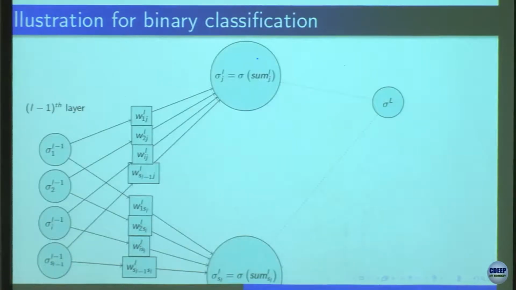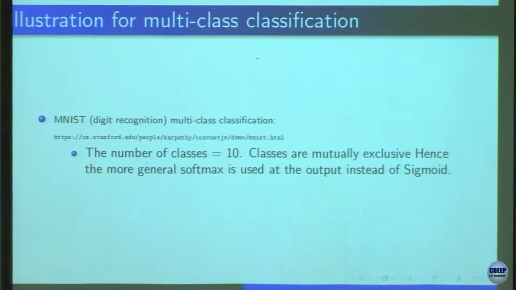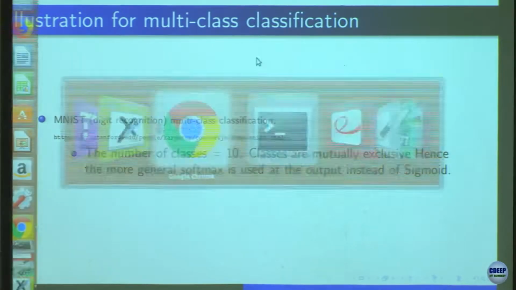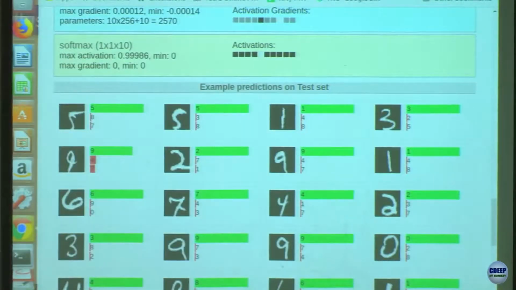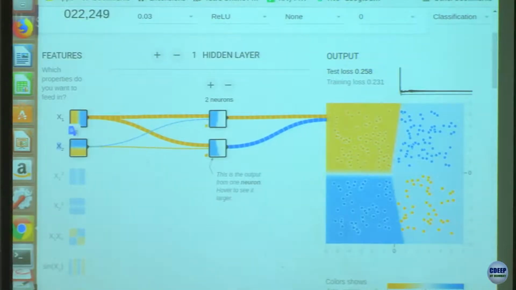So this is binary classification. Binary classification looks like this, just one output, and for multiple classes, in MNIST the number of classes is 10, and the classes are mutually exclusive, hence the more general softmax is used at the output instead of sigmoid. This is exactly what I showed you just now. This was the binary case, the earlier one.